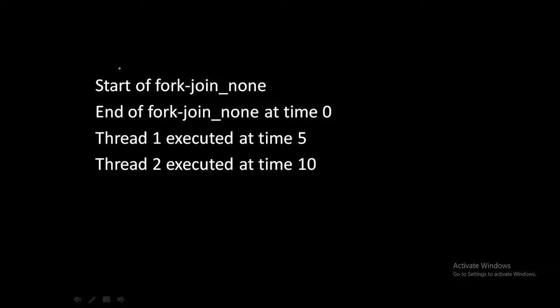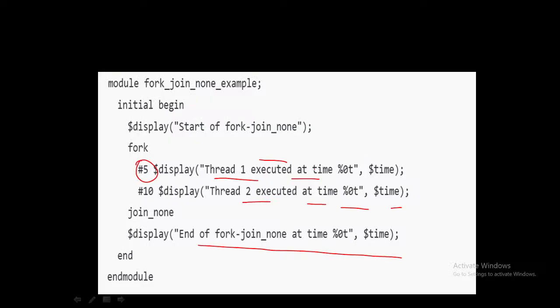In the output you can see start of fork join_none, the first display statement which we have written here, will be executed. And here the compiler is not waiting for the completion of these two threads. The first thread will be executed at t is equal to 5, and the second thread at t is equal to 10. So the compiler is not waiting for 5 time units or 10 time units. That is, it is not waiting for the completion of execution of thread 1 and thread 2. It is directly moving outside the fork join_none block.